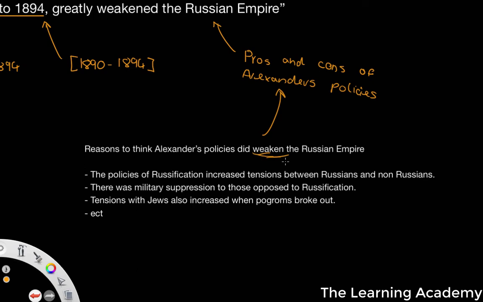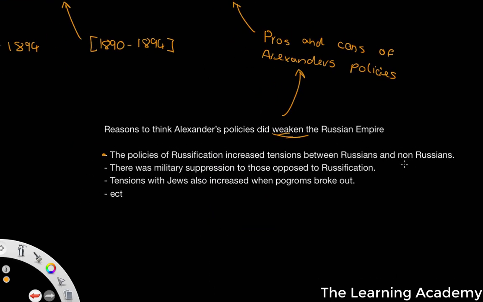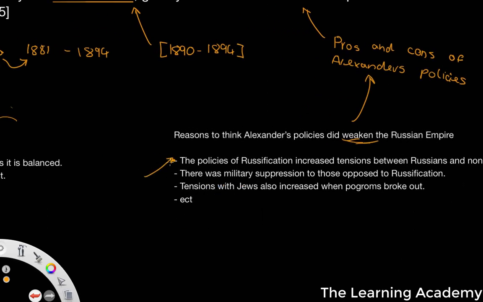Okay, so we could talk about policies of Russification. This increased tension between Russians and non-Russians, especially Russians and non-Russian speakers. And then if you know your policies of Russification, you can talk about language and religion. But then again, you could also argue against that, and you could argue that these policies helped unify Russian speakers. Okay? Russian speakers.